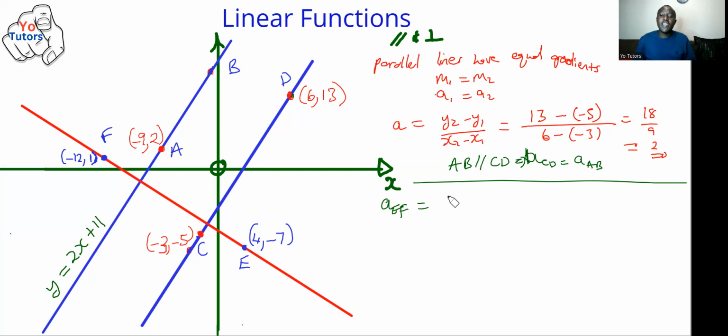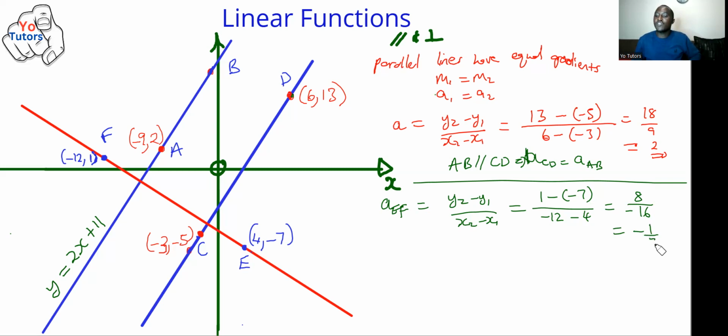How do you get the gradient of EF? We know that it is y2 minus y1 over x2 minus x1, and what do we get there? We take 1 minus 7 over negative 12 minus 4. 1 minus 7 is negative 6, and negative 12 minus 4 is negative 16, which is going to be equal to negative 1 over 2. So the gradient of this one here is going to be negative half.